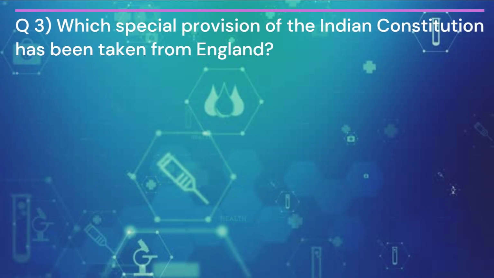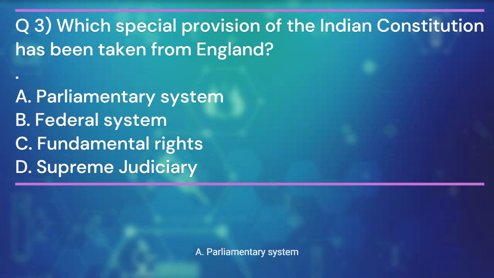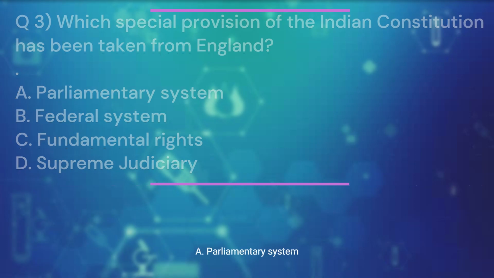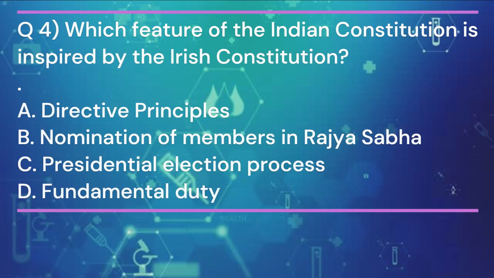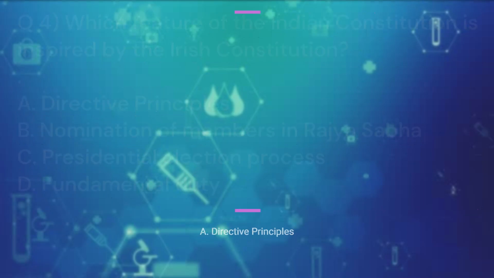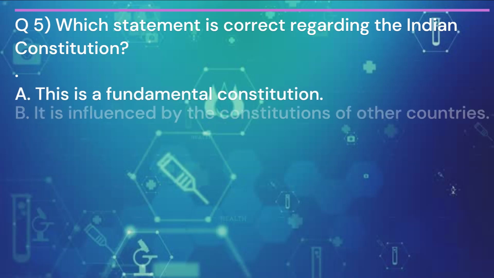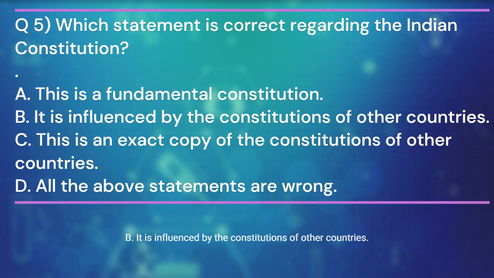Question 3. Which special provision of the Indian Constitution has been taken from England? And the answer is A. Parliamentary system. Question 4. Which feature of the Indian Constitution is inspired by the Irish Constitution? And the answer is A. Directive principles. Question 5. Which statement is correct regarding the Indian Constitution? And the answer is B. It is influenced by the constitutions of other countries.